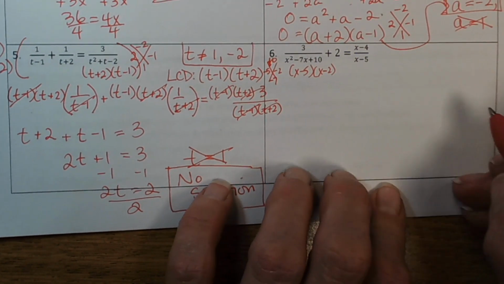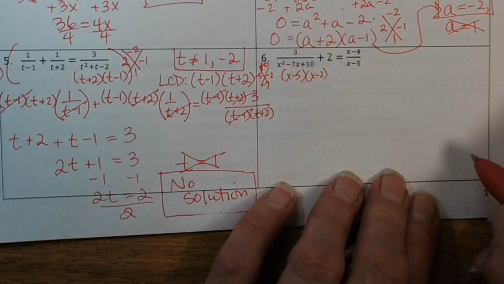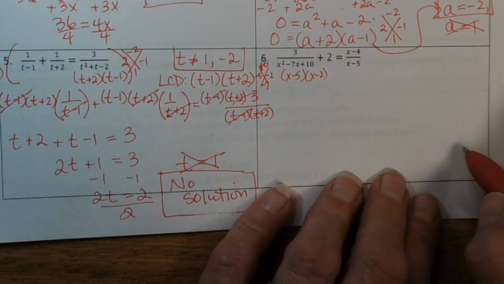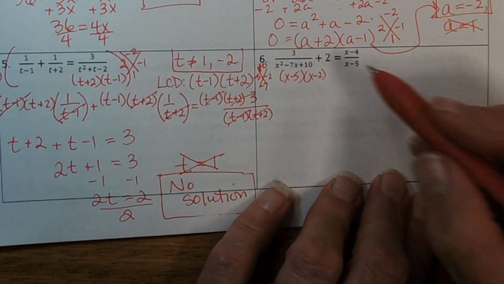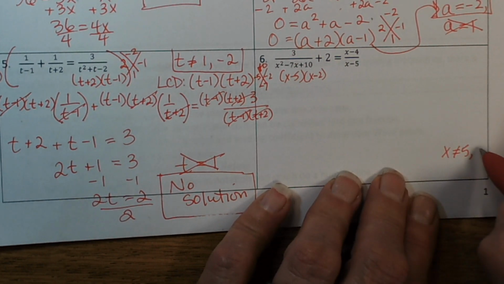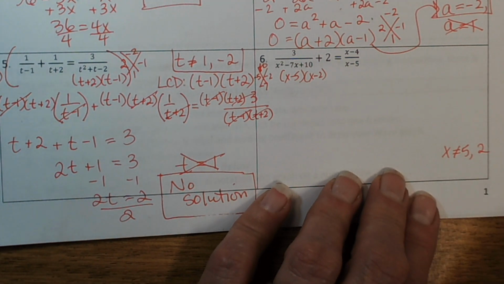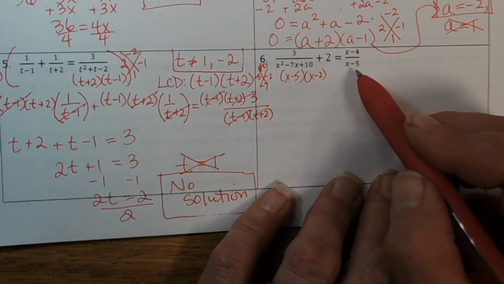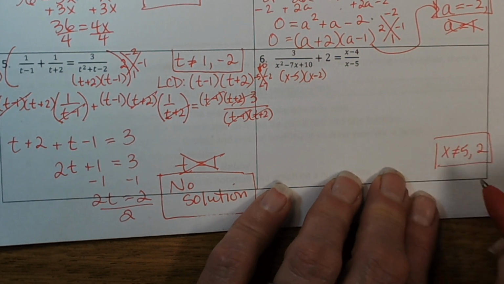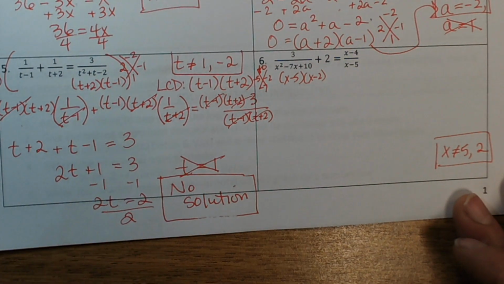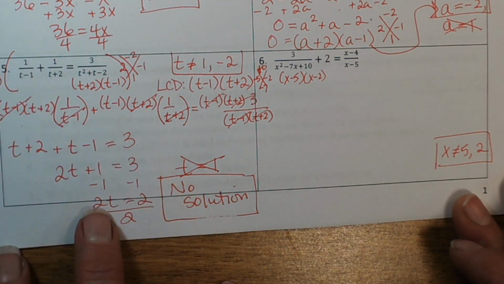So if I have x minus 5 as a denominator, as one of my factors, then I know that x cannot be equal to 5. I have an x minus 2, so I know that x cannot be equal to 2. This one doesn't have a denominator, and this one does, so I already have that one. These are my restrictions.